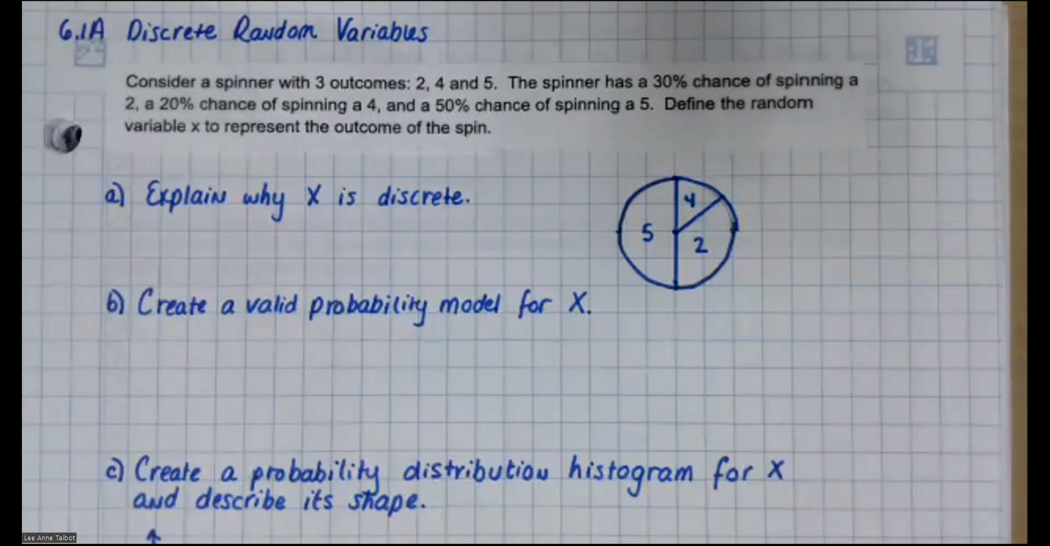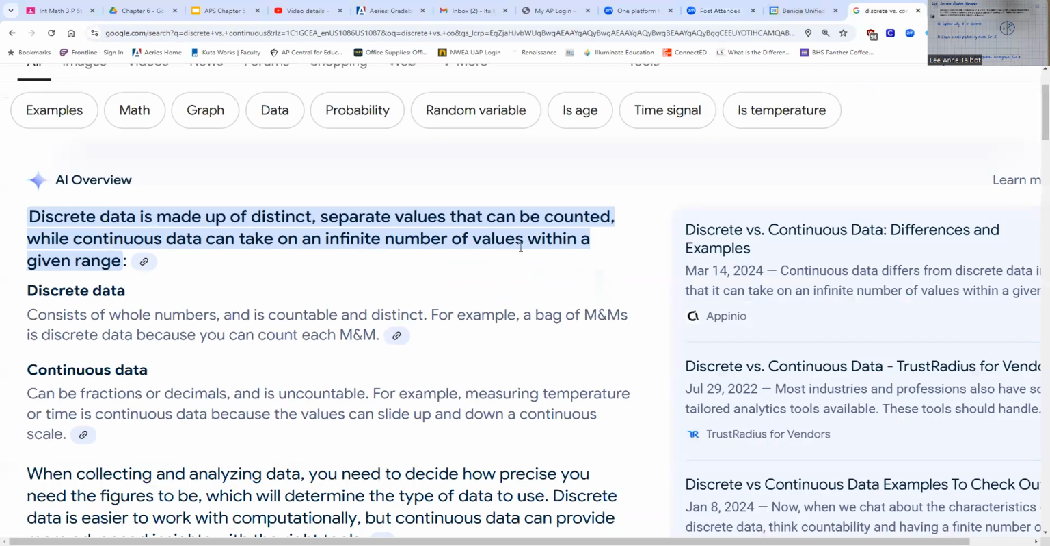Okay. Anyway, the first thing I want to do is review this, and I just Googled this. This is your AI overview. Discrete data is made up of distinct separate values that can be counted, while continuous data can take on an infinite number of values within a given range. Discrete data is whole numbers and is countable.